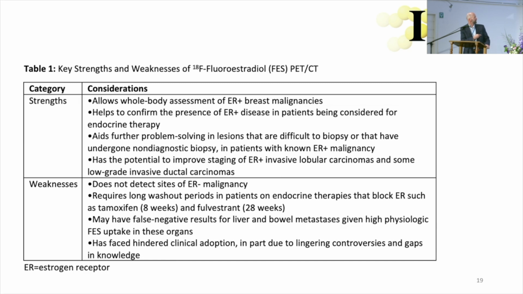And then you can still have false negative results in other areas as well as the liver and bowel because you have a lot of uptake at those sites. Bowel might be particularly concerning for lobular carcinoma patients because sometimes that is a site of spread, as we know. And it has also faced a lowered clinical adoption. There are many areas in the United States that cannot access this yet. There's still some lingering controversies and gaps in knowledge. There's some disagreement about how this should best be used. And there's still work to be done.